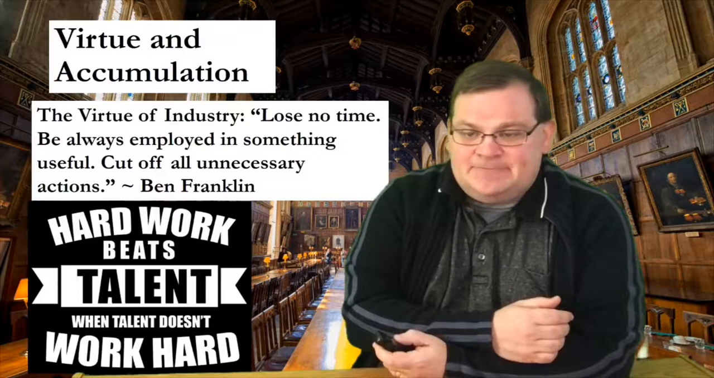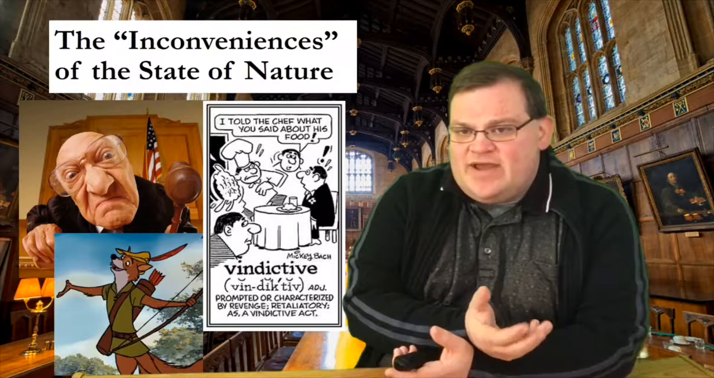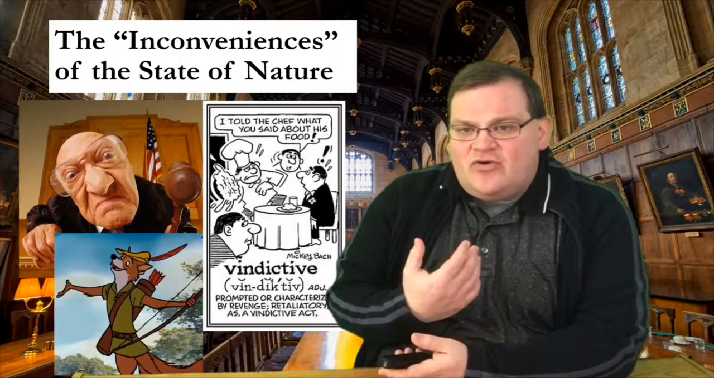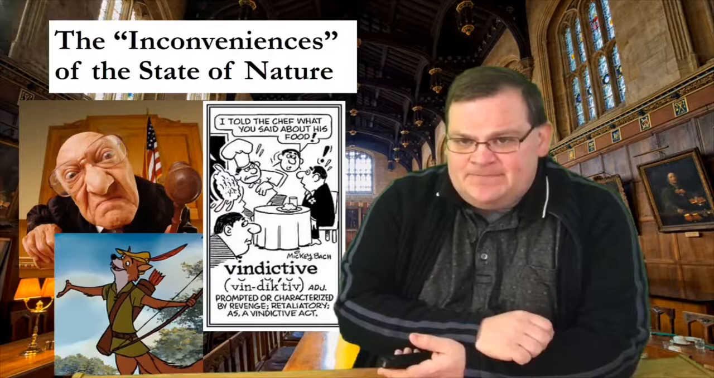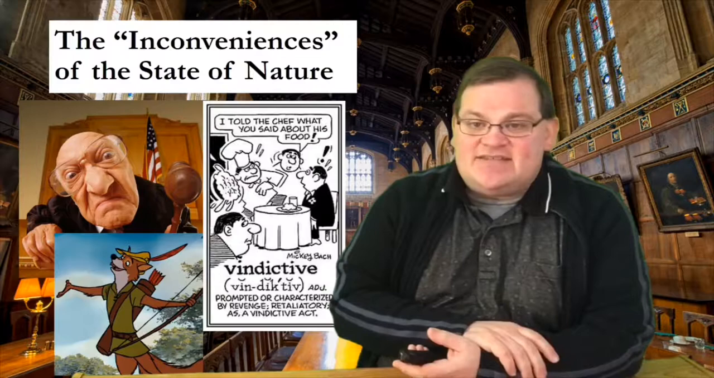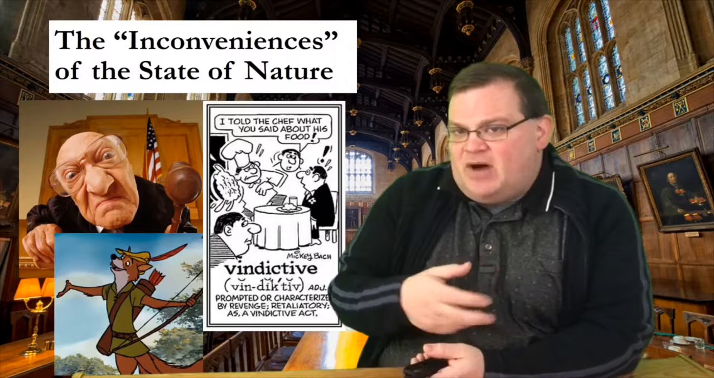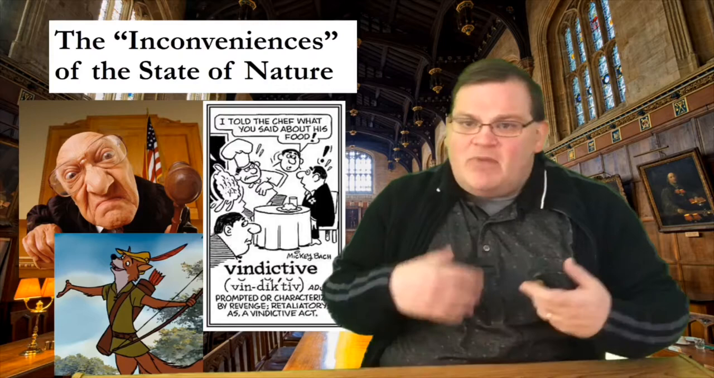Now, I mentioned before that there might be some problems with the way the state of nature is set up, especially in that we are judges over our own cases and we are executors of our own judgments. So at that point, you might think, okay, what if everybody does have access to the natural law so they know what's moral? But yet, if your cow wanders over into my property, my land that I've worked on and set aside, is that cow now my property or is it still your property?